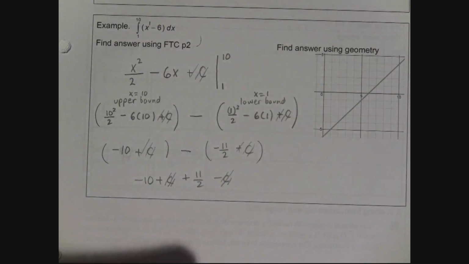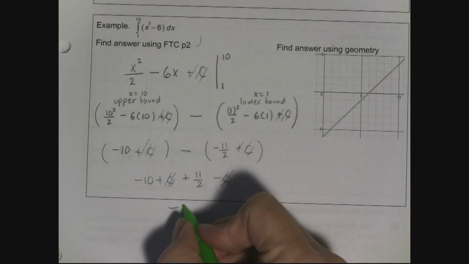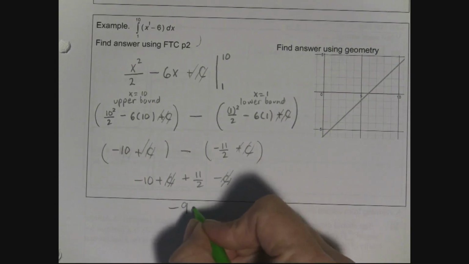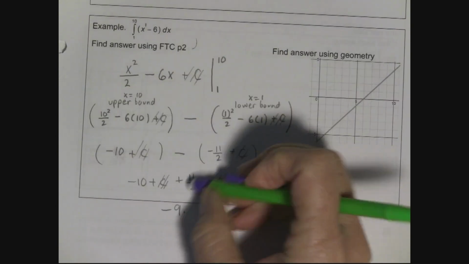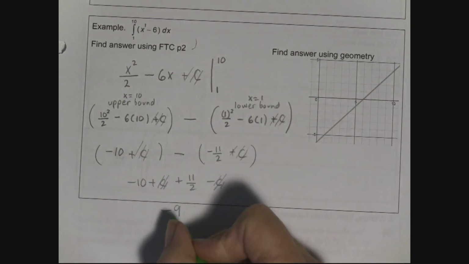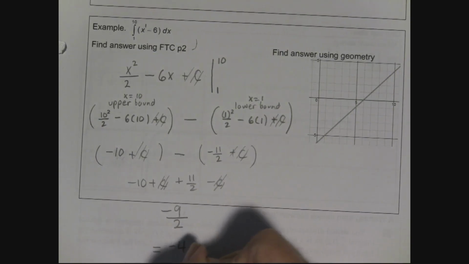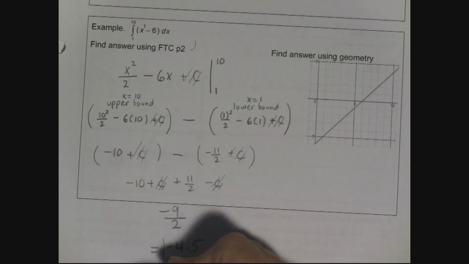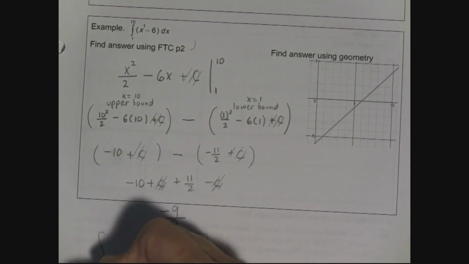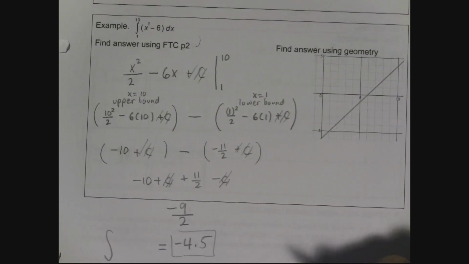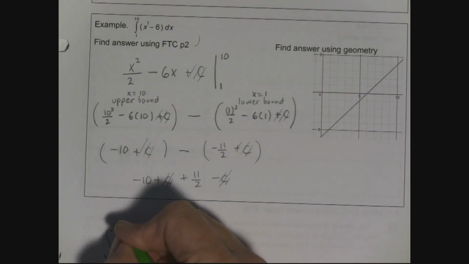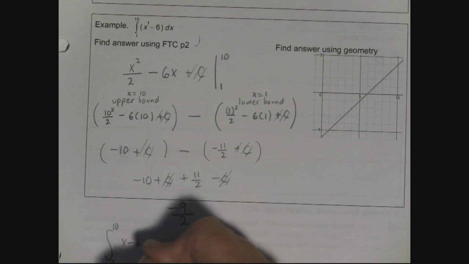So now I'm going to put this in my calculator, and I'm going to get negative 10 plus 11 over 2, which is negative 9 over 2. Not 9.5. What am I doing? Negative 9 over 2, which is negative 4.5. So that is this integral, right? Which was from 1 to 10 of x minus 6 dx.